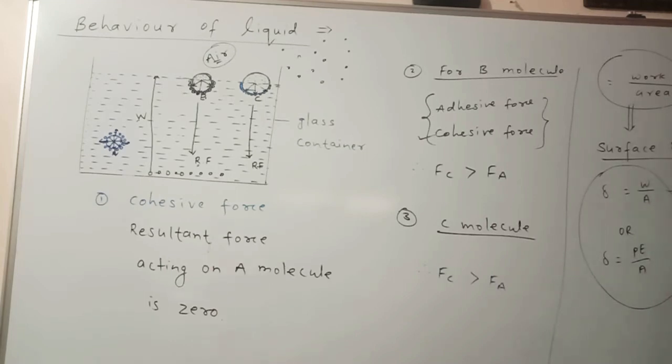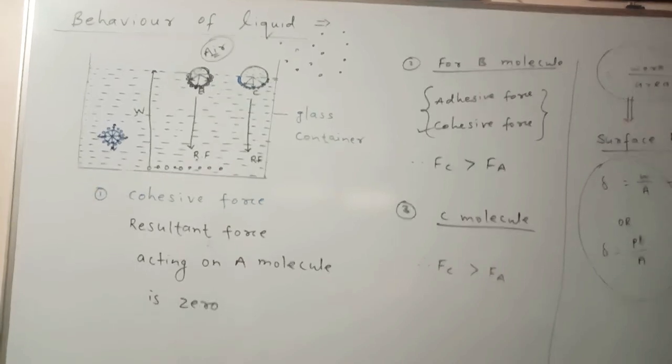Now the SI unit of surface energy. What will be the SI unit of surface energy? Because work is measured in joule, and area is measured in meter square. So that's why the SI unit for surface energy is joule per meter square.